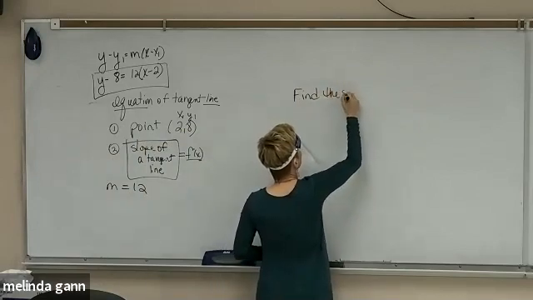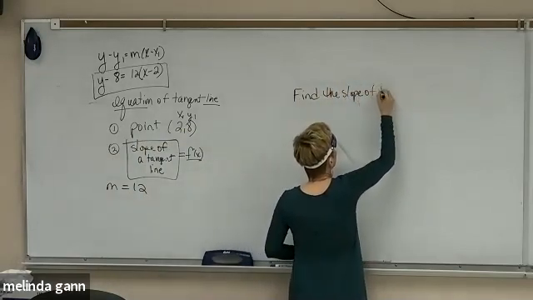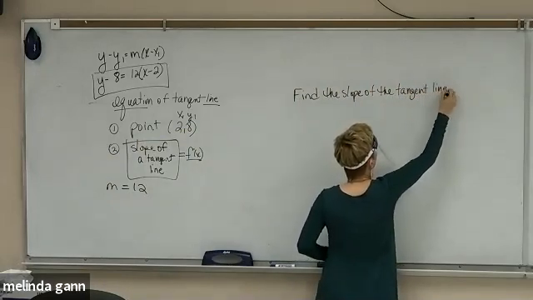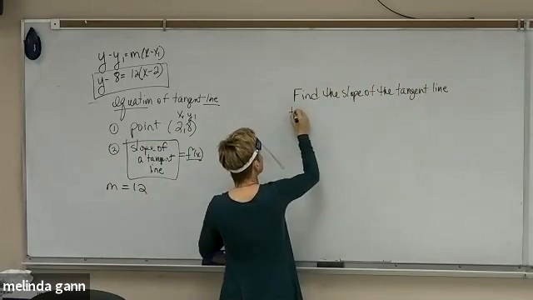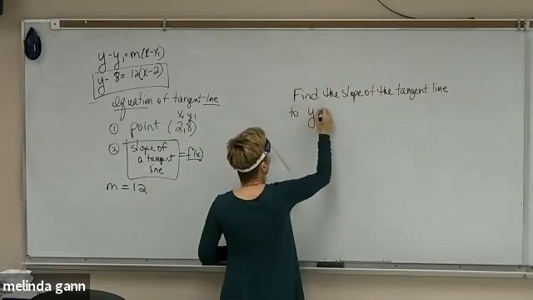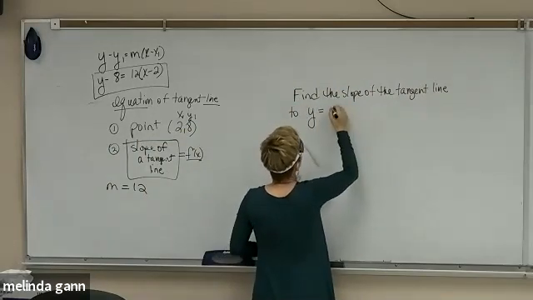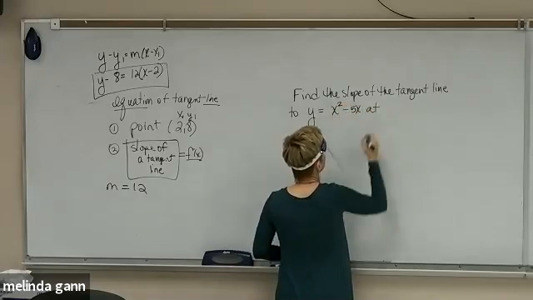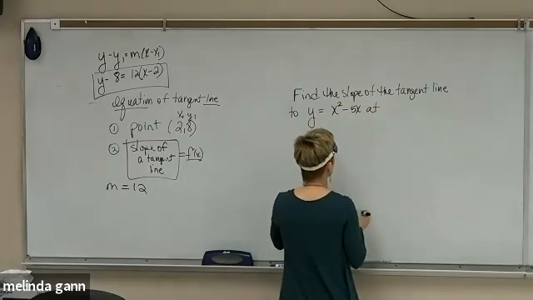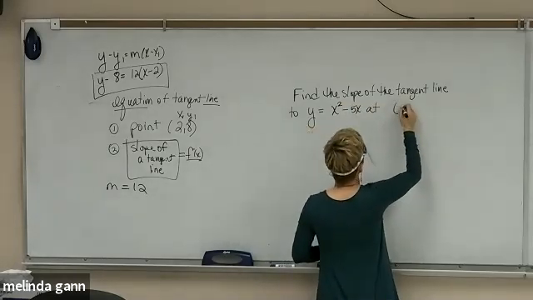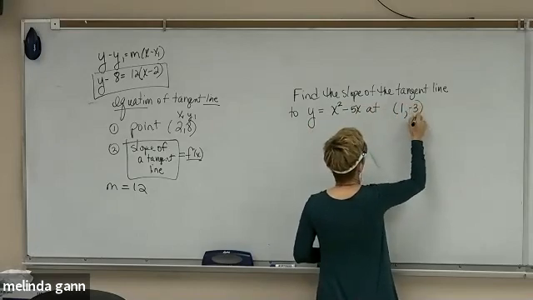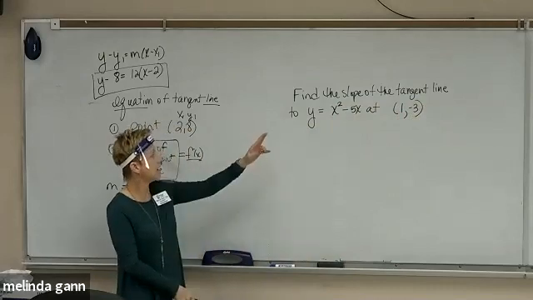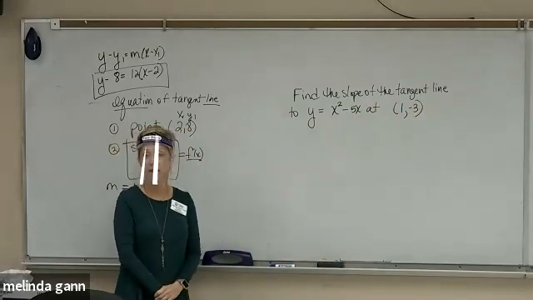Find the slope of the tangent line to y equals x squared minus 5x at the point (1, -3). All right, find me the slope of the tangent line to that parabola at the point (1, -3).